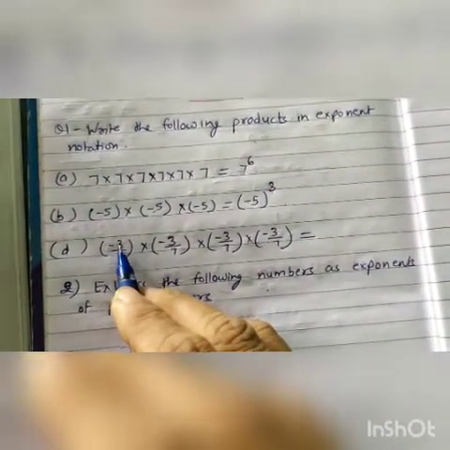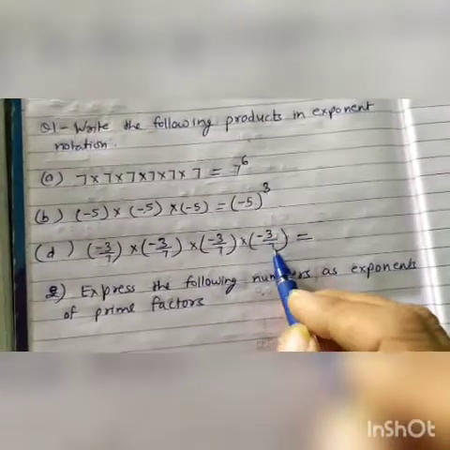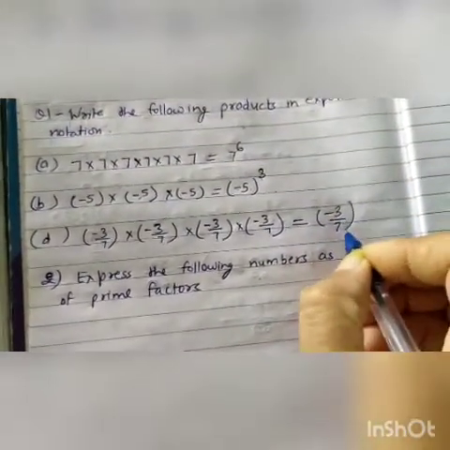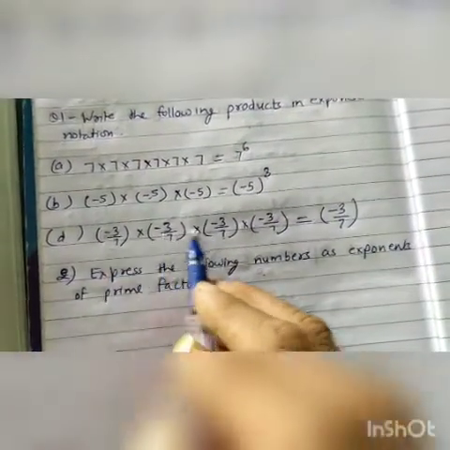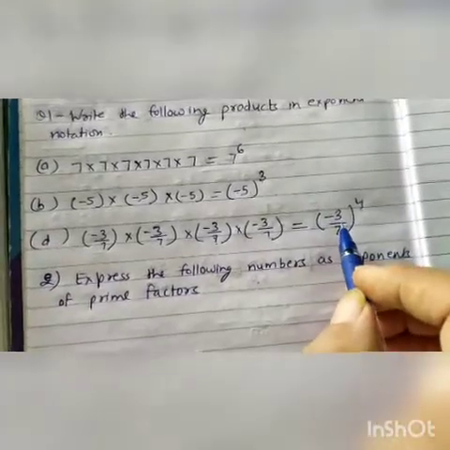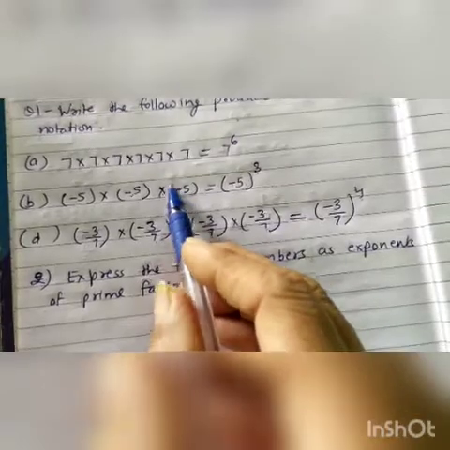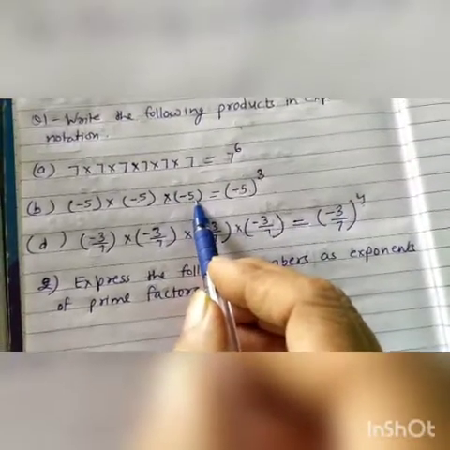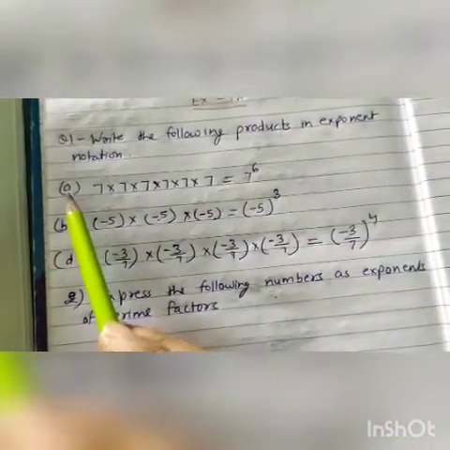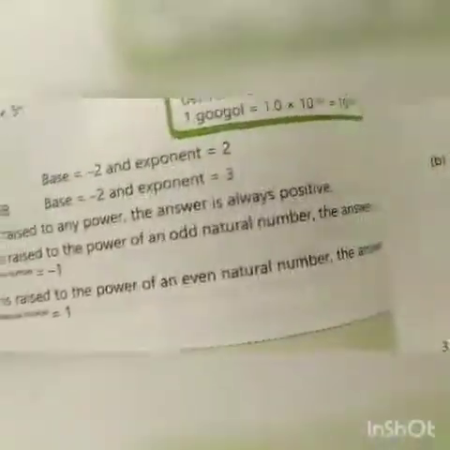D part, minus 3 upon 7 into minus 3 upon 7 into minus 3 upon 7 into minus 3 upon 7. We will write it as minus 3 upon 7 power 1, 2, 3, 4, minus 3 upon 7 power 4. Students, always remember, when there is a minus sign after the multiplication sign, then use a bracket. Do not write without a bracket. I have done only 3 parts here, A, B, D. You will do all the parts in your notebooks like this.